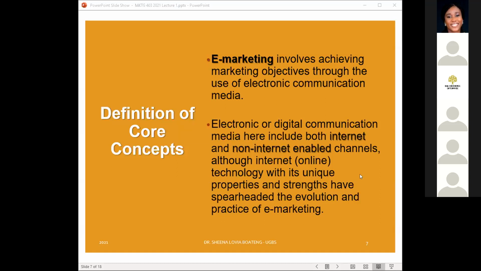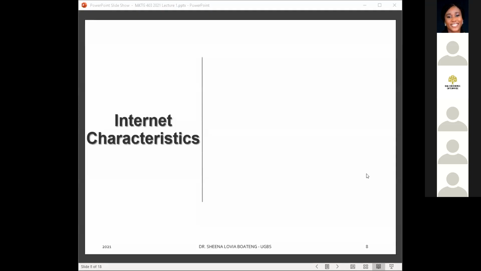Okay, so let's proceed. Now that we have understood the concept of e-marketing and e-business, we're going to look into the unique characteristics of the internet. The reason this is important is that we will be focusing mainly on the internet in this course. Not because the non-internet enabled electronic communication media are not important, but because the internet has certain unique characteristics that enable us as marketers to apply various forms of innovation and be very dexterous in developing marketing strategies to ensure that marketing objectives are achieved.